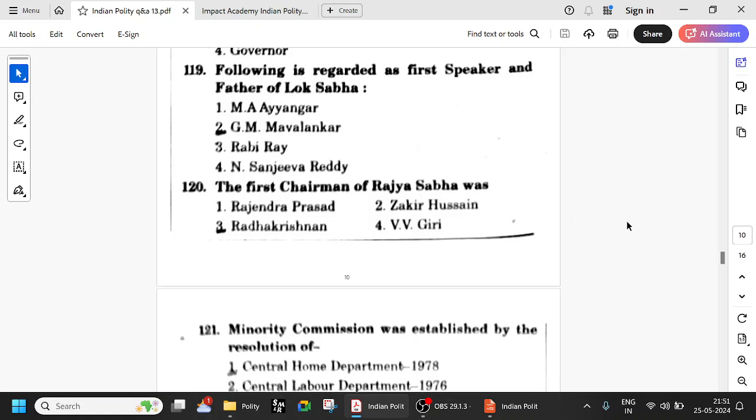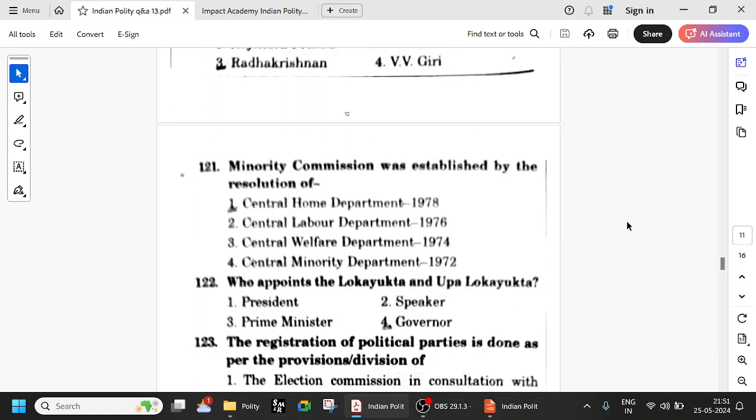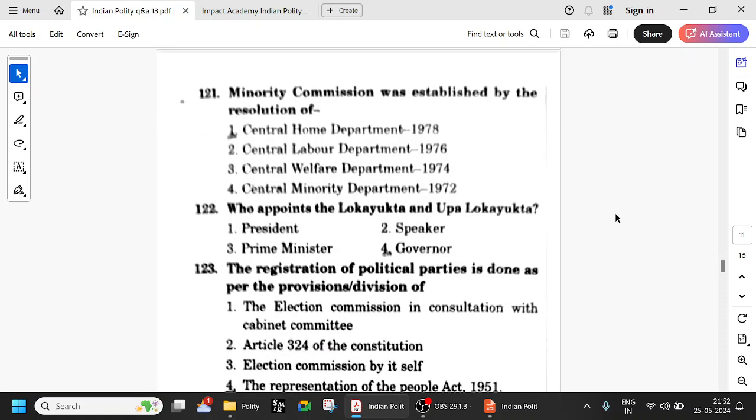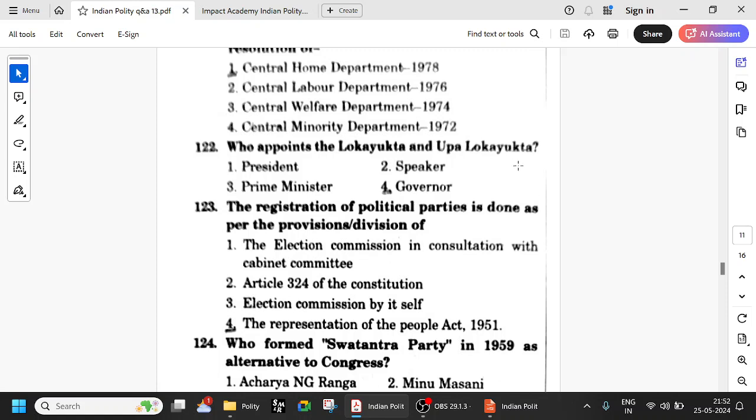Anyway, next: the Minority Commission was established by a resolution of the Central Home Department in 1978. So the Minority Commission, Central Home Department, not Labour Welfare. There is a Minority Department, but the Minority Commission was established by the Central Home Department in 1978. Who appoints the Lokayukta and Upalokayukta? The Governor. Lokayukta and Upalokayukta are appointed by the Governor.